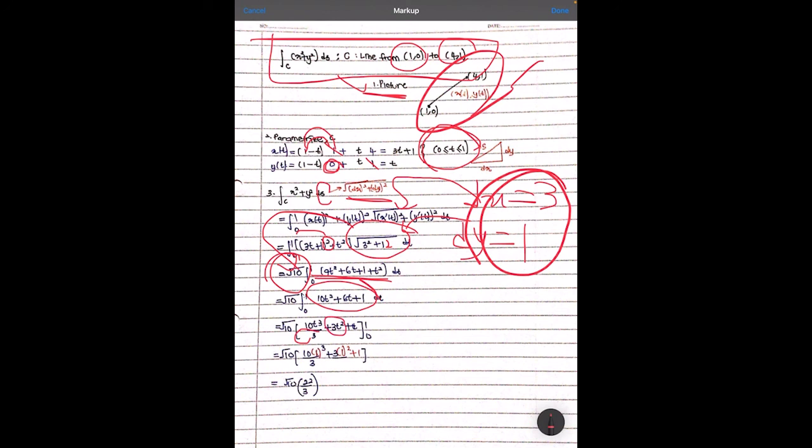So we put the values from 0 to 1. For the 0, I didn't put the value into this, because if you put 0, all of this becomes 0. So I put the value of 1 and I got 10 times 1 to the power of 3 over 3, plus 3 times 1 squared, plus 1, and I got 22 over 3 times the square root of 10.